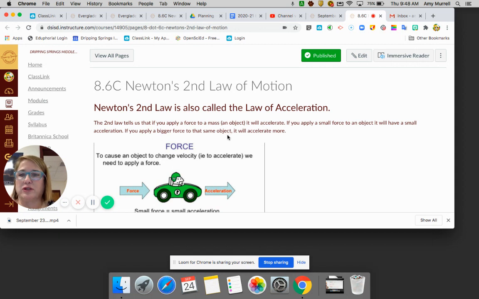So in simple terms, you take an object and you cause the forces acting on it to become unbalanced. It will change its motion, just like we learned the first week of school. Now we're just defining the rules that go with that. So Newton's second law is called the law of acceleration, and it says if you apply a force, you'll cause an object to accelerate. The smaller the force, the smaller the acceleration. The bigger the force, the bigger the acceleration.